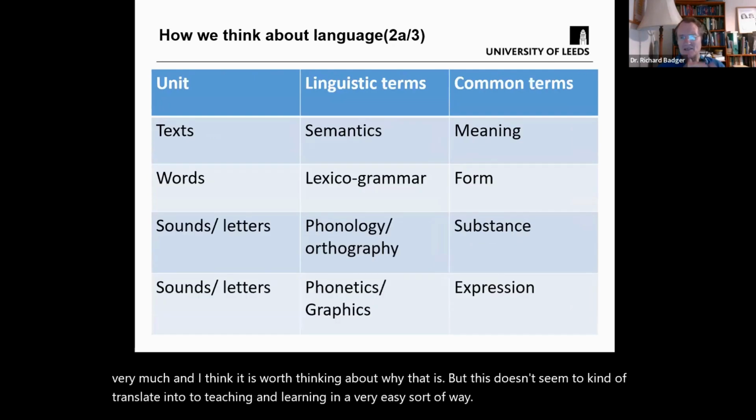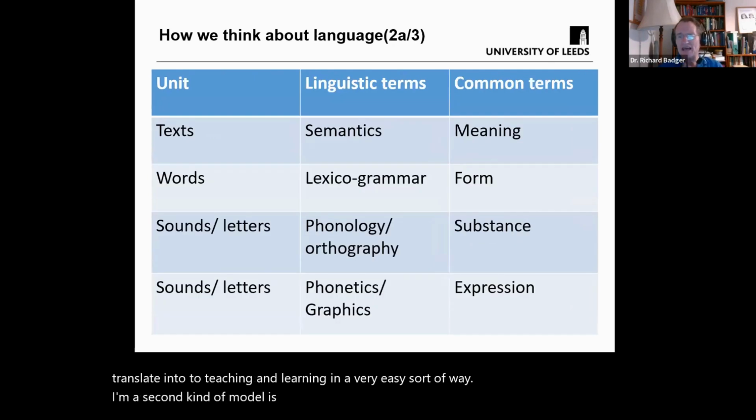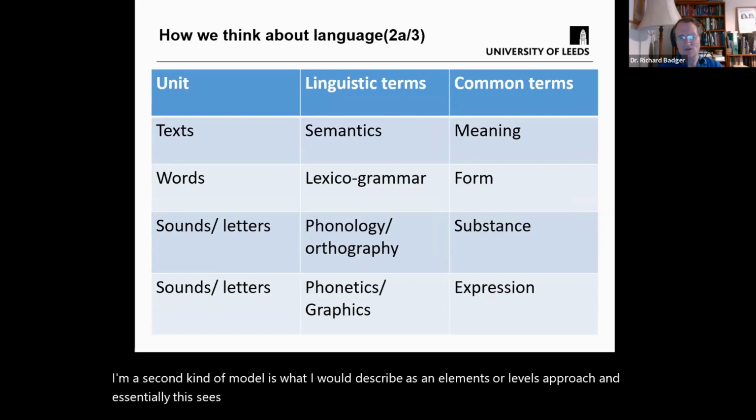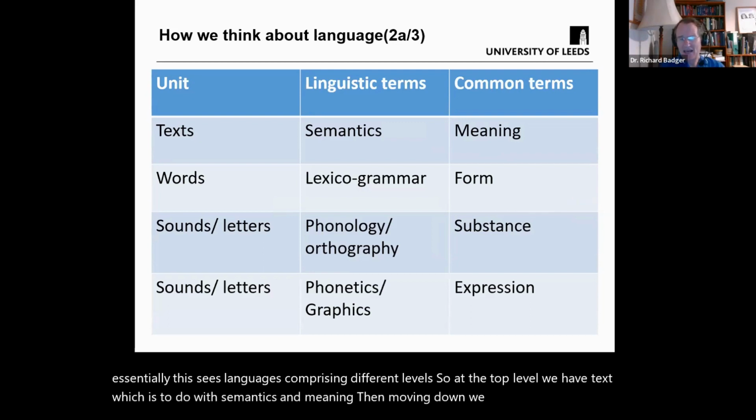A second kind of model is what I would describe as an elements or levels approach. And essentially this sees languages comprising different levels. So at the top level, we have text, which is to do with semantics and meaning. Then moving down, we have words. And here you will see I'm using the term lexicogrammar.